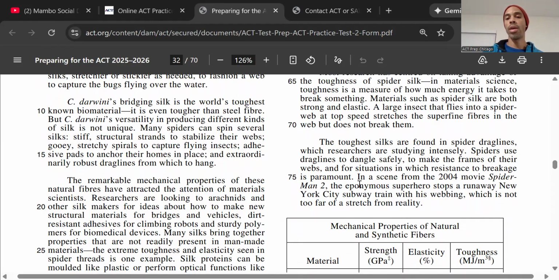breakage is paramount. In the scene from the 2004 movie Spider-Man 2, the eponymous, eponymous, I know that word, I've seen that before, but I forgot what it means. Superhero stops a runaway New York City subway train with his webbing, which is not too far of a stretch from reality. Wow, it makes spider webs that strong.